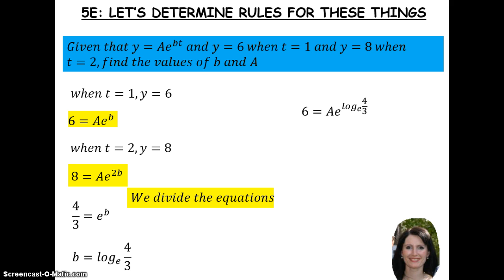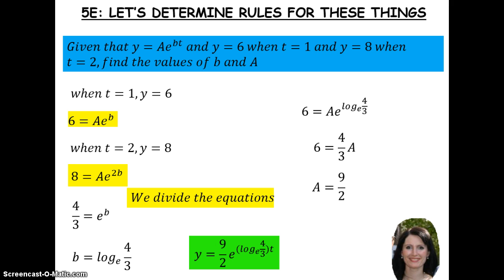Looks a little bit complex at that point. I've just substituted it into the equation I obtained when t was 1 and y is 6. I then simplify further. I end up with 6 equals 4/3 a, because e to the log e cancels, so a equals 9 on 2. I then have what I need for the equation y equals 9 over 2 e to the power of log e 4/3 t.